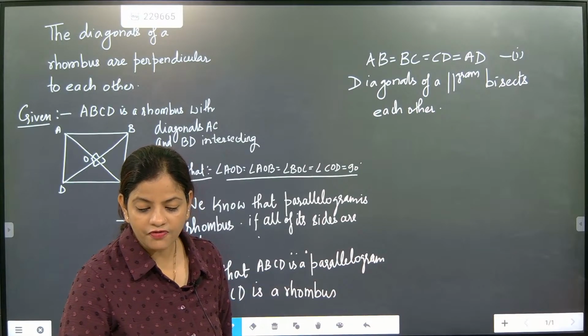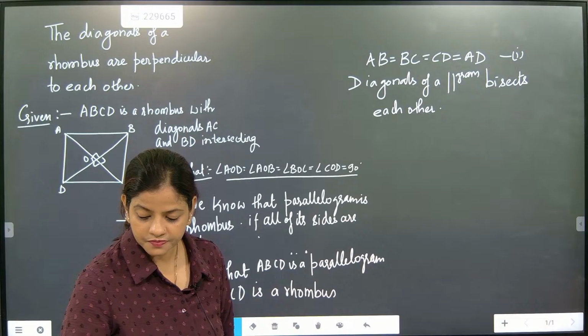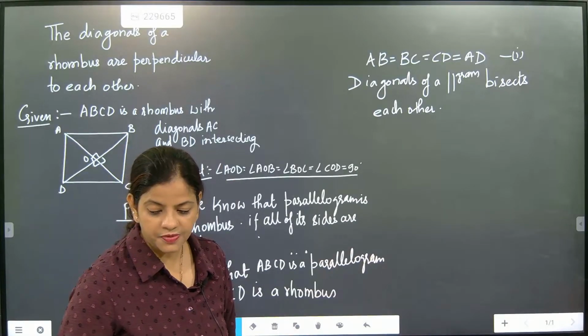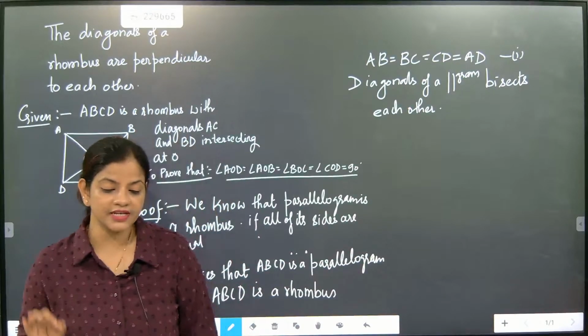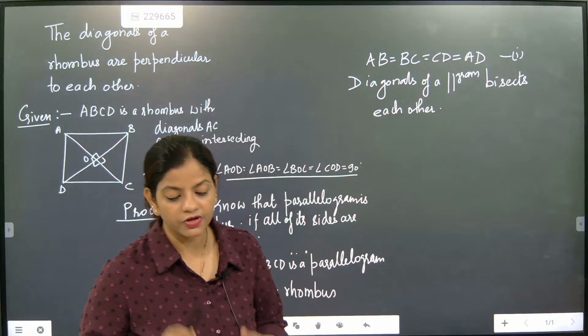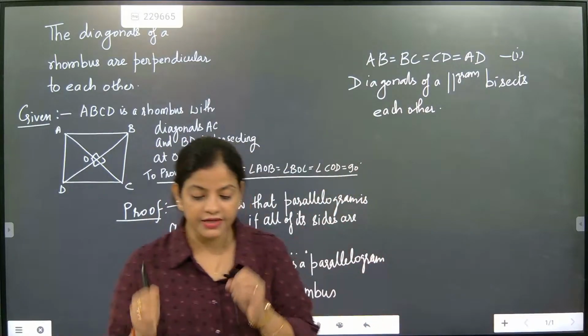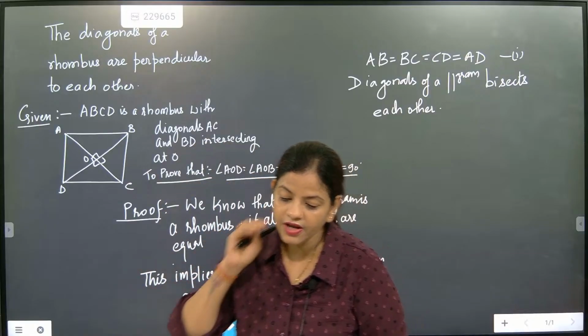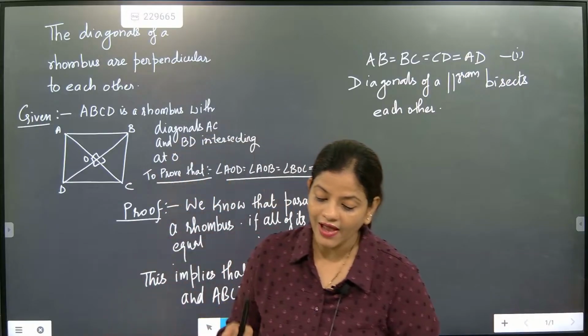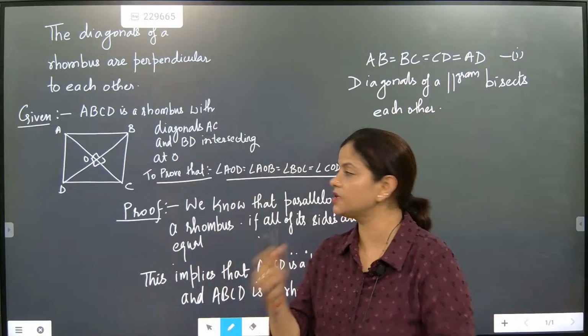So, diagonals of a parallelogram. Yes, beta. Diagonals of a parallelogram bisect each other. What is the meaning of that, Sham? What is the meaning of that, Kanishk? Diagonals of a parallelogram bisect each other means OA is equal to that part.